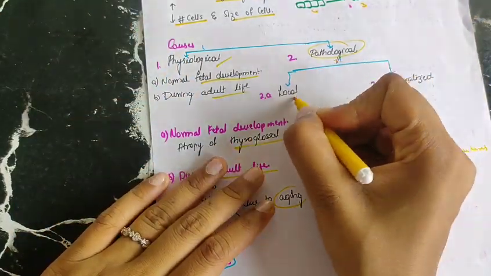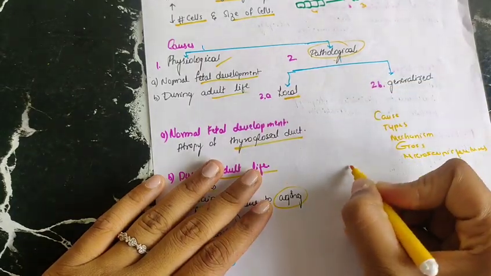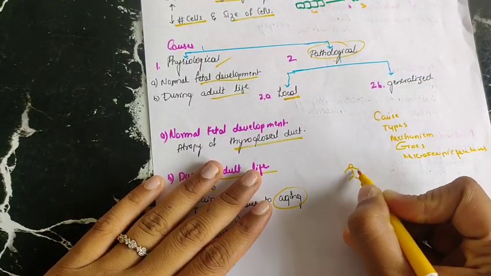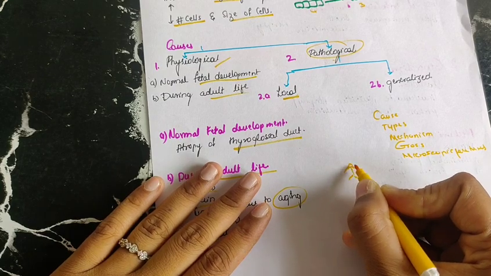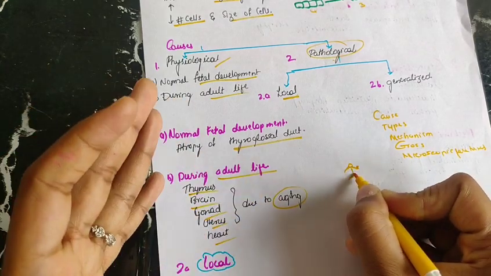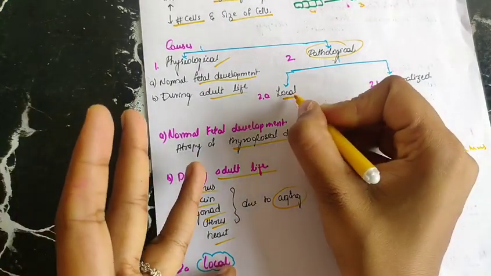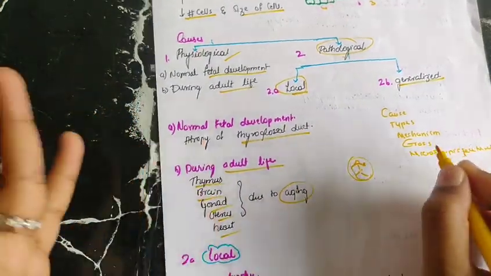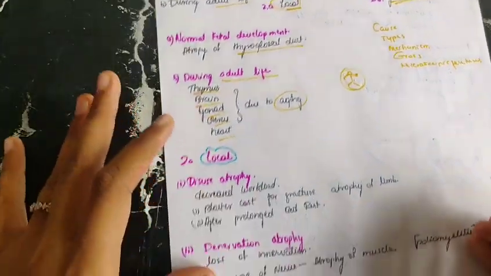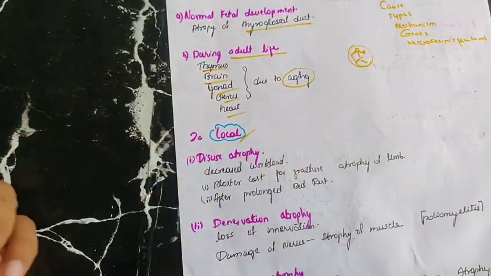Pathologically there are 2 types: local and generalized. If we consider this as a man, and it occurs in one part, like the arm, head, brain, kidney, or any other organ, it is localized. If it occurs in the entire body, it is a generalized atrophy. First, we'll see localized atrophy.